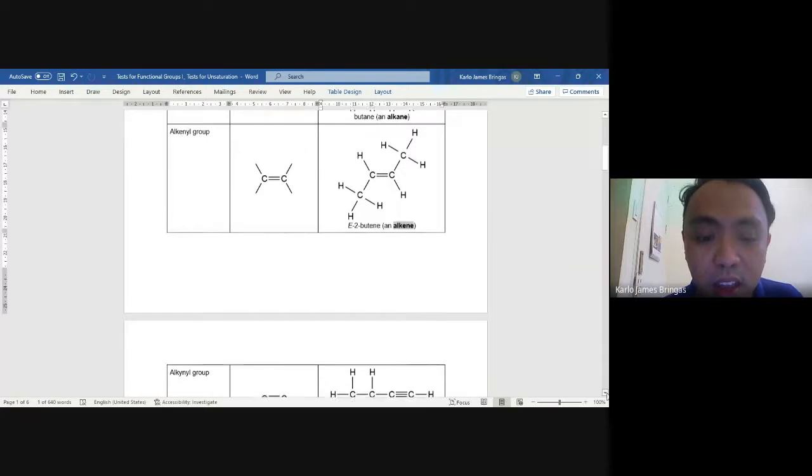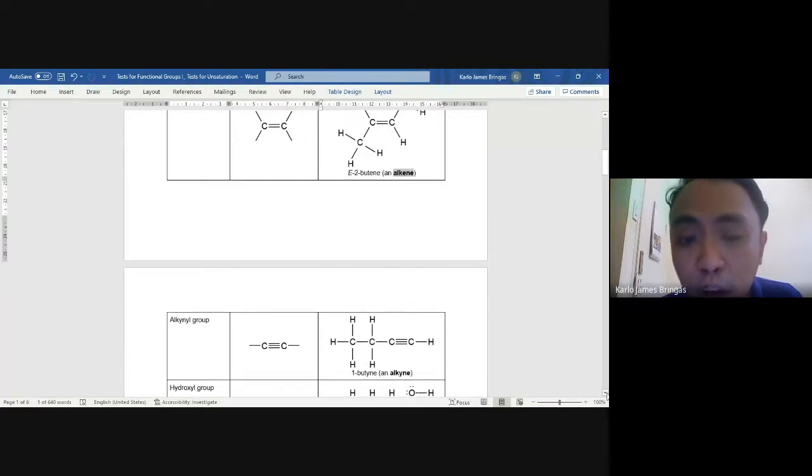And finally, the last na functional group that we'll focus for this particular discussion is the alkynyl group. Alkynyl group has this one in particular. Ang functional group niya is meron siyang carbon bonded to another carbon, and between the two carbons, meron kang triple bond. So that is the alkynyl group. So an example of an organic compound that contains the alkynyl group is your alkynes.